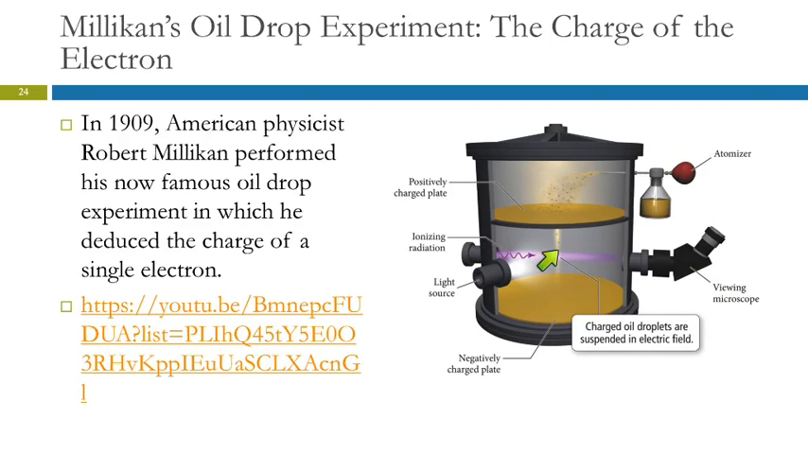So the ionizing radiation gives them a negative charge. A negatively charged particle is attracted to the positively charged plate, and it's repelled from the negatively charged plate. So if you adjust the charges on this, you can get those oil droplets that now have a charge on them to just hang in the air. And from that, he was able to calculate the charge of a single electron.